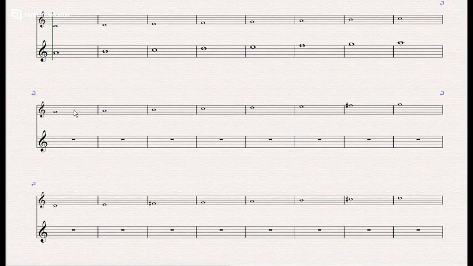So here's the G, 1, 2, 3, 4, 5, 6. The relative minor of G major would be E minor. So I have E, then my next note would be F sharp because I have an F sharp here. Then I just go up the scale, G, A, B, C, D, back to E. Same notes, that F is sharp, same thing.